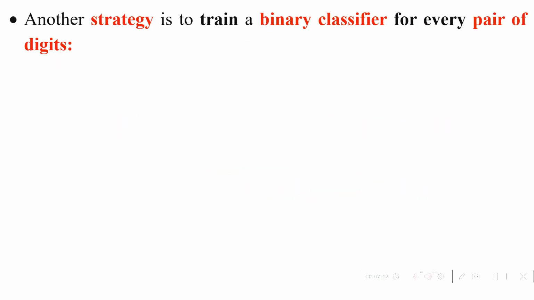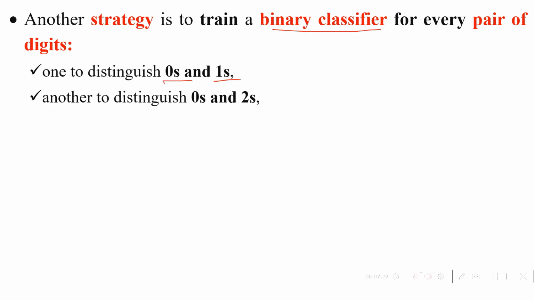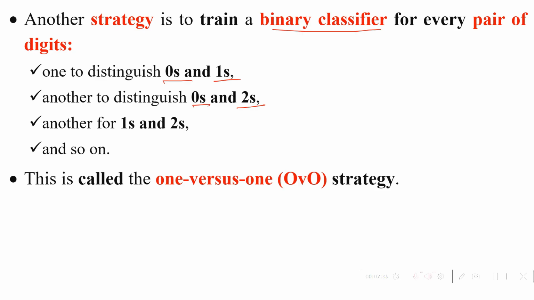Another strategy is to train a binary classifier for each pair of digits. One to distinguish between zeros and ones, another to distinguish between zeros and twos, and another between ones and twos. Like that, we find the distinction between each and every pair of elements. This strategy is called the one versus one strategy.